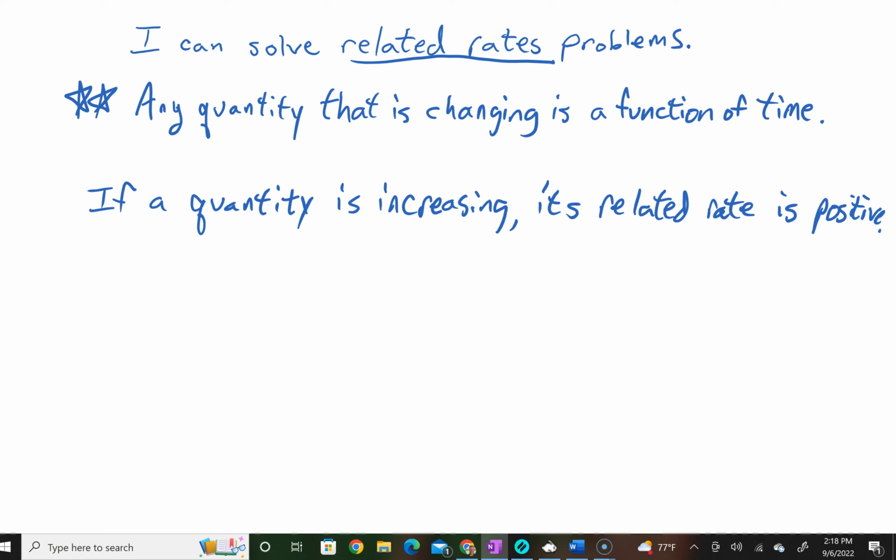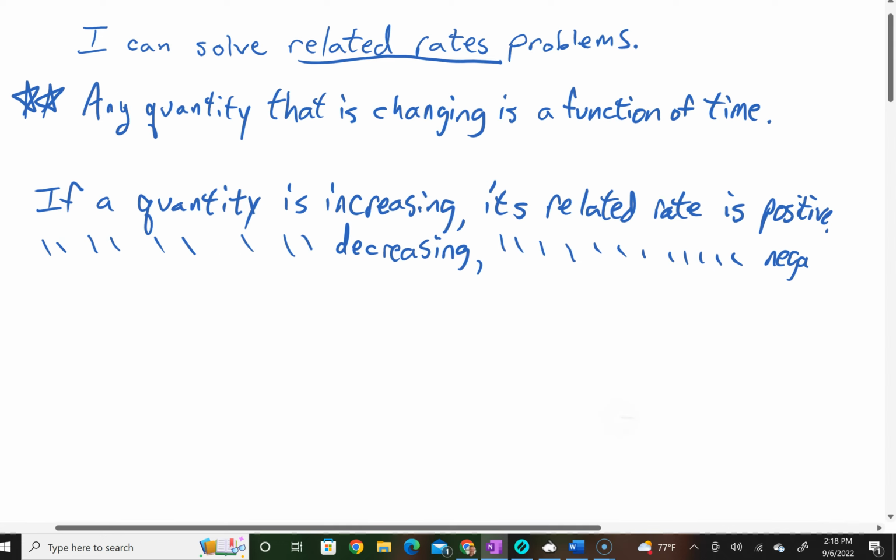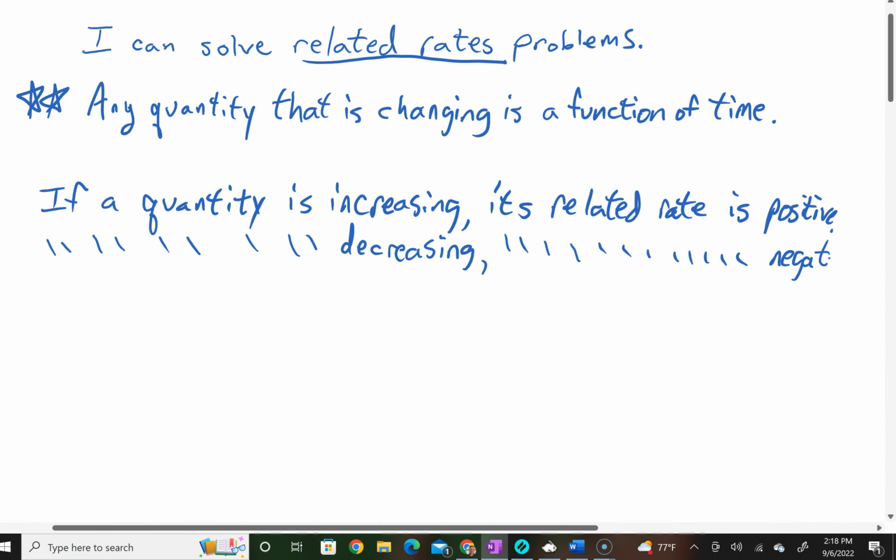Likewise, now notice what I'm going to do here. Rather than have to copy everything, I'm just going to put these little tick marks here. It's saying if a quantity is, now I'm going to change. This way I don't have to write out every little word here. If a quantity is decreasing, its related rate is negative. We're going to see that a lot more in more detail.